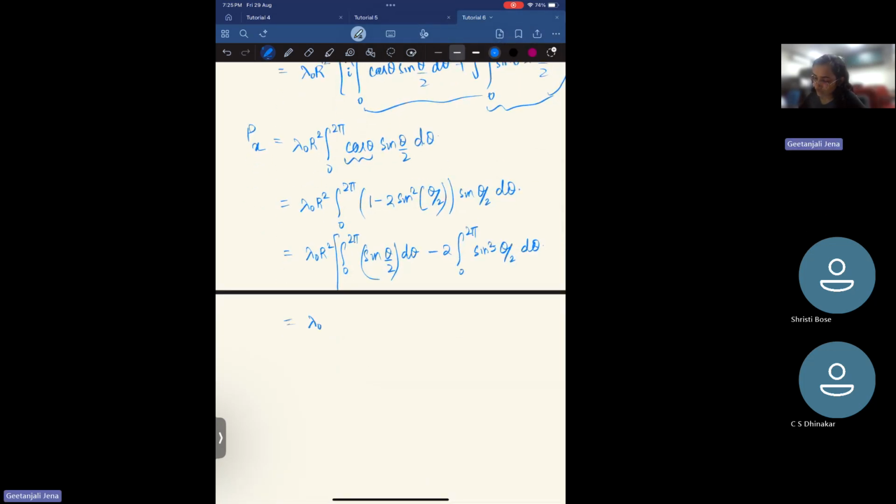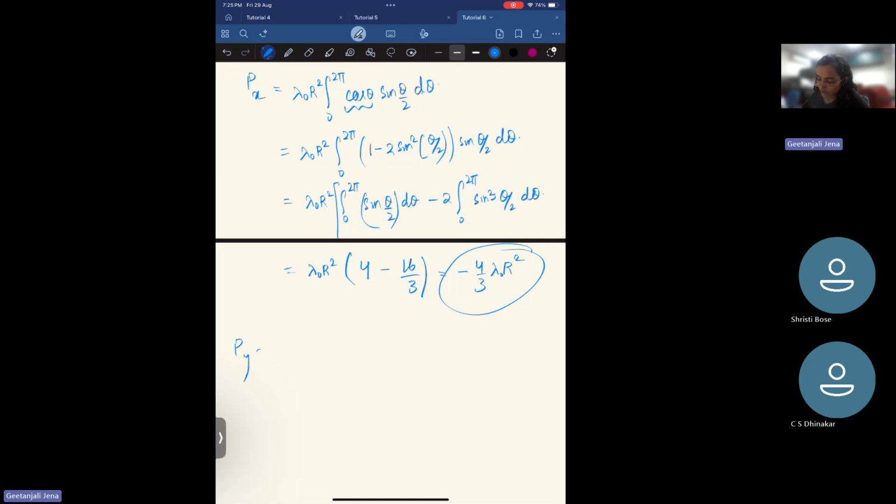This will give lambda 0 r square. First integration, check the integration values whether you are getting it or not. This will give 4 and this will give 16 by 3. So you will get minus 4 by 3 lambda 0 r square. This is for px.